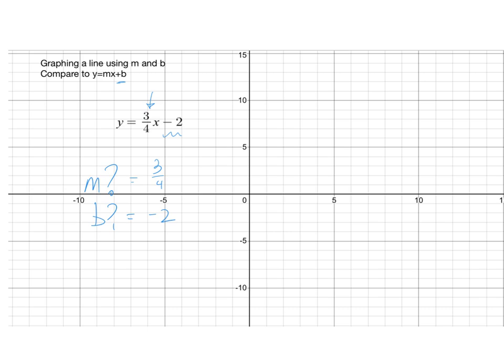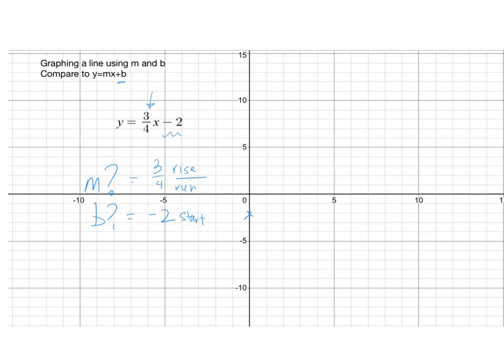So we start with the b value of -2. That is on a y-intercept, so it's on the y-axis. I'm going to plot it right there, -2. The next thing is I need to look at the slope, and slope is equal to rise over run. So in this case, the slope is 3/4, which means the rise is 3 and the run is 4. So I'm going to go up 3 and over 4.